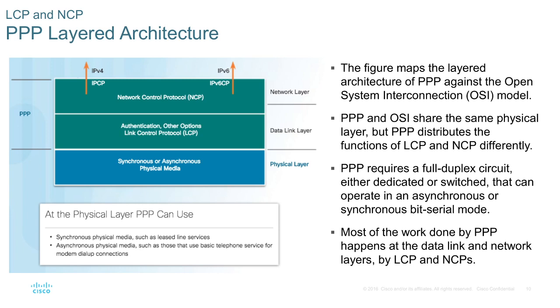So when we look at PPP, it is built on a layered architecture. We will have the synchronous or asynchronous physical medium, the physical layer in the OSI model, the bottom one. Then we have the data link layer, which is where we will have the link control protocol. And then on the network layer, we will have the network control protocol. So PPP follows or adheres to the OSI model, and then it implements different components at different layers there.